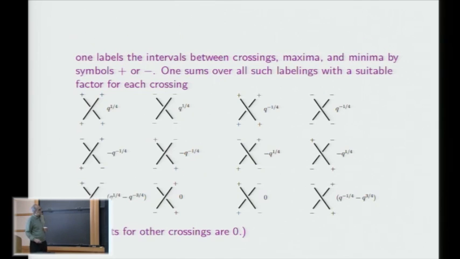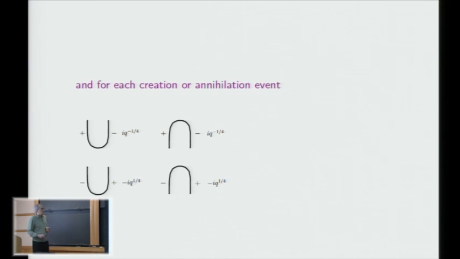And then you introduce a variable q, and you put local factors. So for example, if there's a crossing that looks like this, with all four strands labeled by plus on each side, you give a factor of q to the fourth. And for example, with a plus crossing over a minus, it's minus q to the minus 1/4, and so on. There are a few I haven't drawn. They're all weighted by 0. And similarly, you include factors for creation and annihilation events.